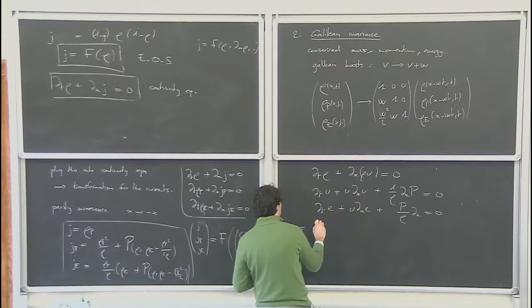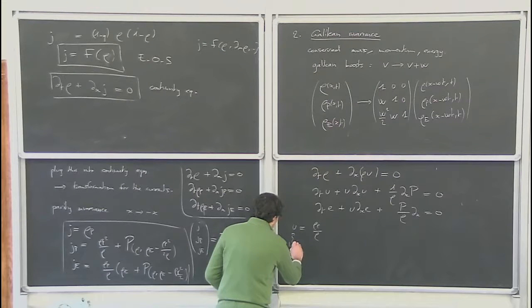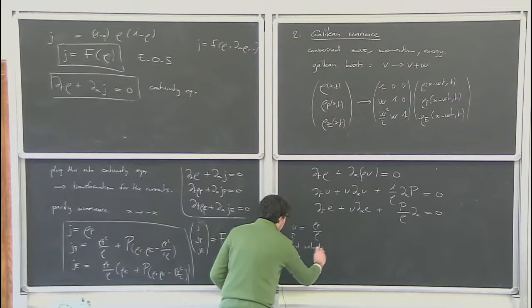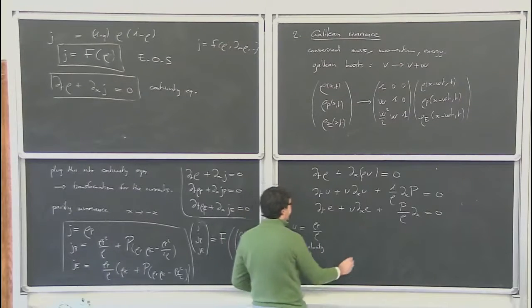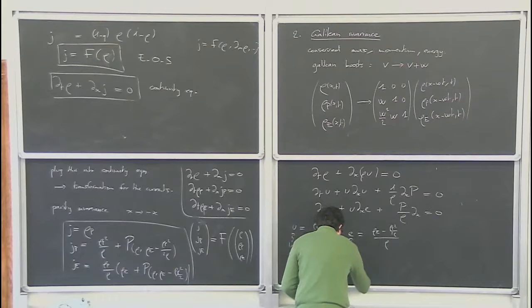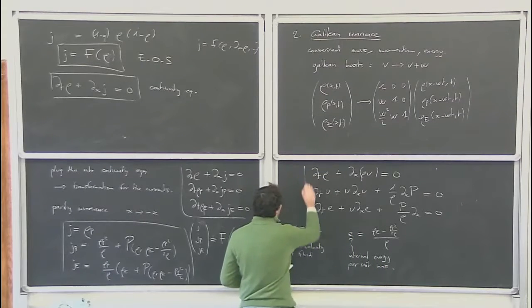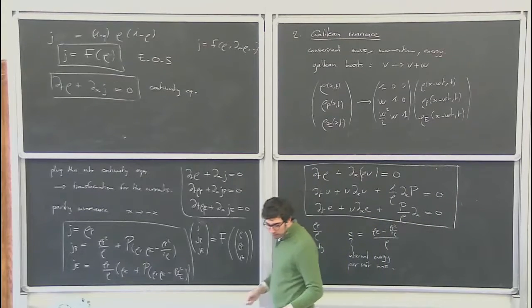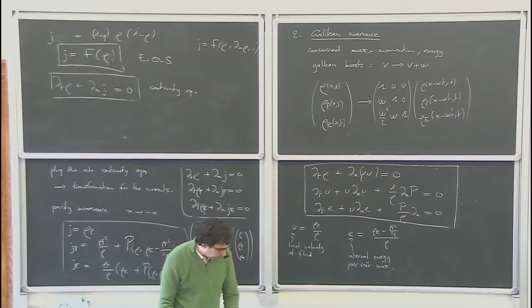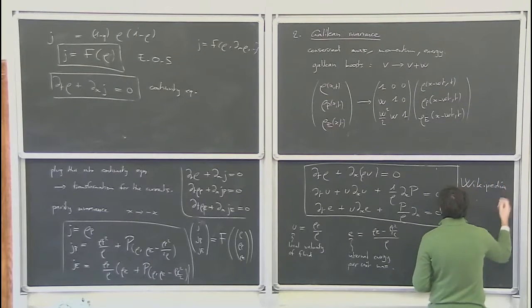where u is rho p divided by rho, which has the interpretation of being the mean local velocity of the fluid, and e is rho e minus rho p squared over 2 rho, divided by rho, and this is the internal energy per unit mass. Okay? So these are the Euler equations in standard form. You can find this on Wikipedia. If you look for hydrodynamics on Wikipedia, this is what you will find.